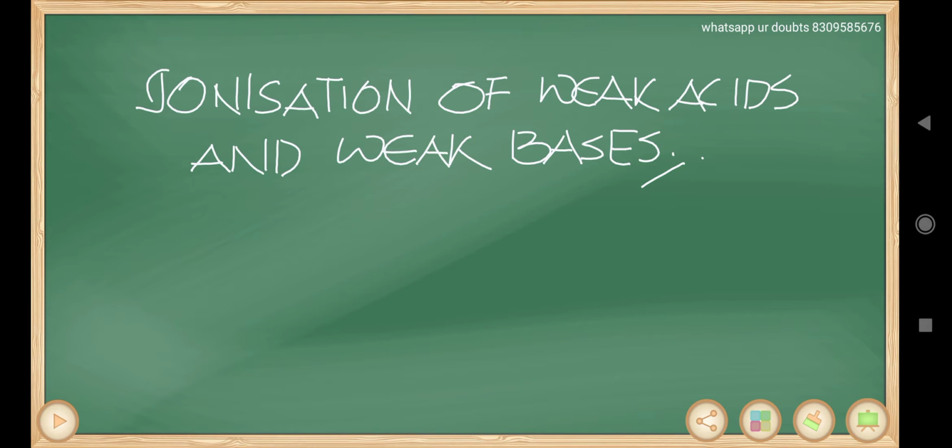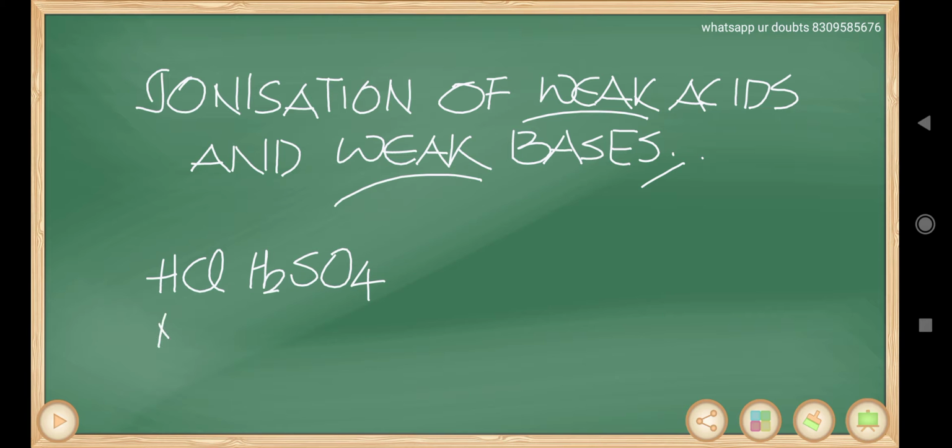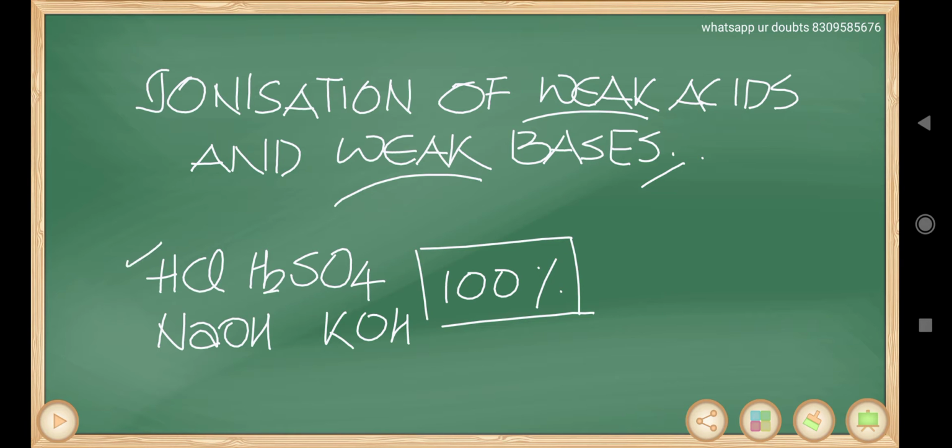Ionization of weak acids and weak bases. Why particularly about weak acids and weak bases? Because strong acids like HCl, H2SO4, and strong bases like NaOH, KOH undergo 100% dissociation. 100% ionization is taking place in case of these, so there is no need to discuss them.